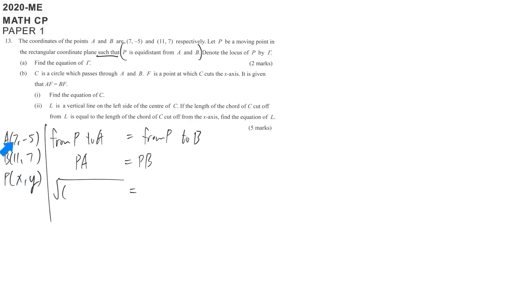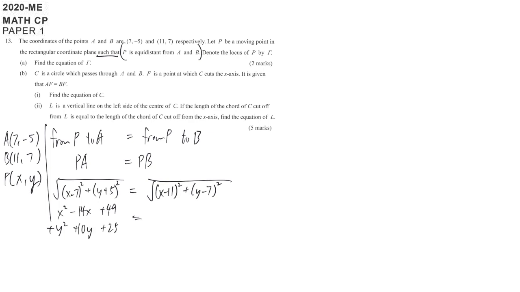That means PA is the square root. Compare x and 7. We have (x minus 7) squared together with the delta y squared, (y plus 5) squared, which should equal PB. Now this time we compare P with B. Therefore we have (x minus 11) squared plus (y minus 7) squared. The square root is totally unnecessary, so x squared minus 14x plus 49, plus y squared plus 10y plus 25. Expand it very accurately.